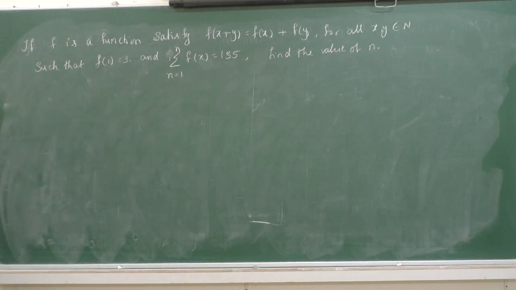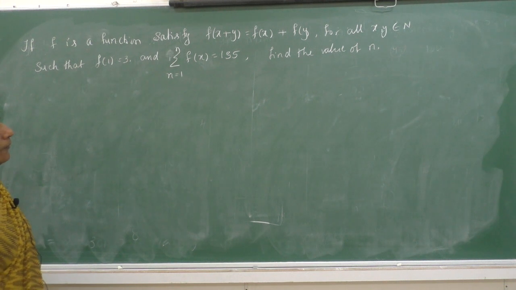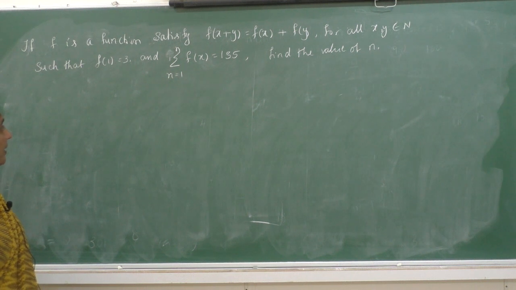If f is a function satisfying f of x plus y is equal to f of x plus f of y for all x, y belonging to N, such that f of 1 is equal to 3, the first term of the sequence is given by 3, and the sum to n terms, f of 1 plus f of 2 plus f of 3 and so on up to f of n, is given by 135. They are asking to find the value of n, right? So x, y belongs to N.